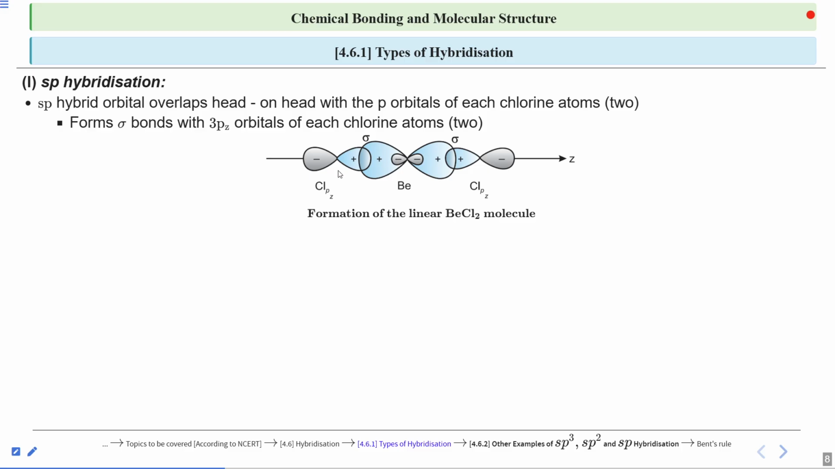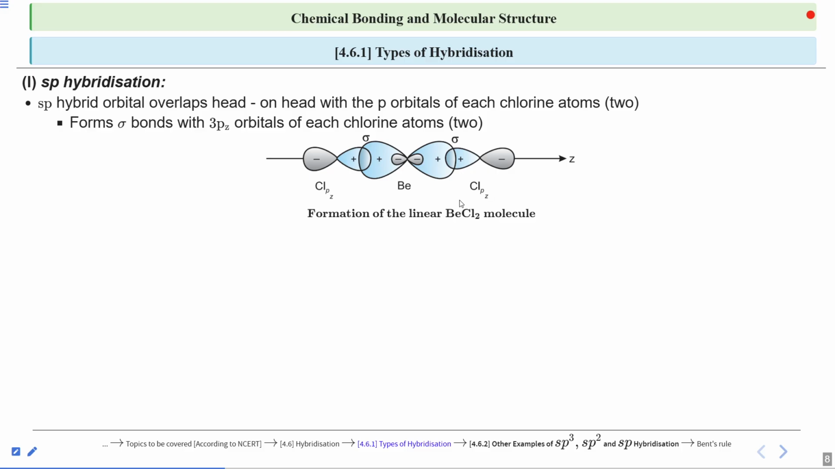Next, what will happen? The pure atomic orbital. Remember here the pure atomic orbital of your chlorine, which is Pz, is combining with the hybridized orbital of beryllium, which is sp, to form the sigma bond. And since it is a head-on overlap, it will form a sigma bond.